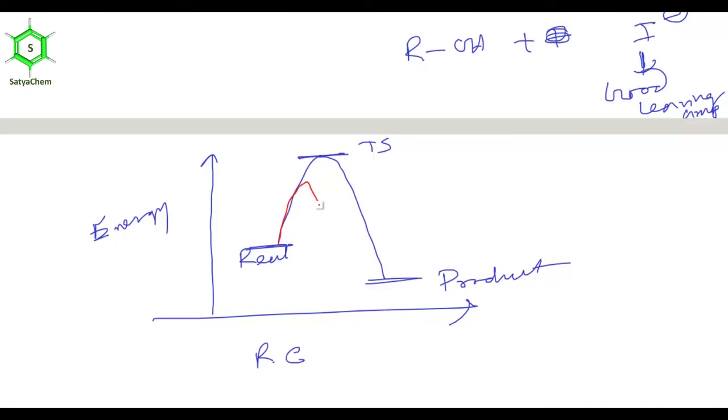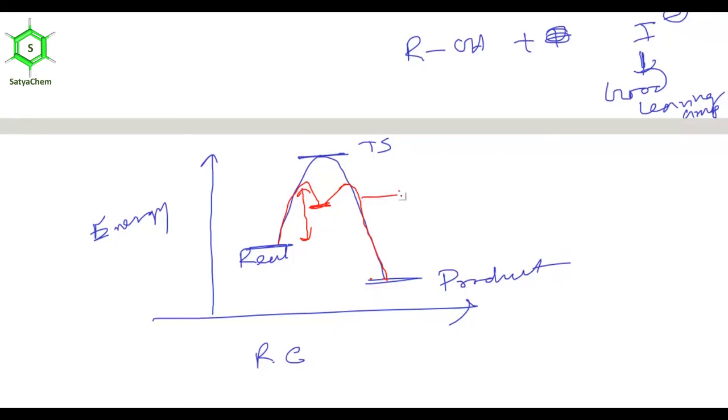First step: I minus acts as nucleophile, and it is a very good nucleophile. That is why the activation energy is smaller than that of the first one. In the second step, I minus is a good leaving group. Then also I minus is a good leaving group. So that is why the reaction is faster.